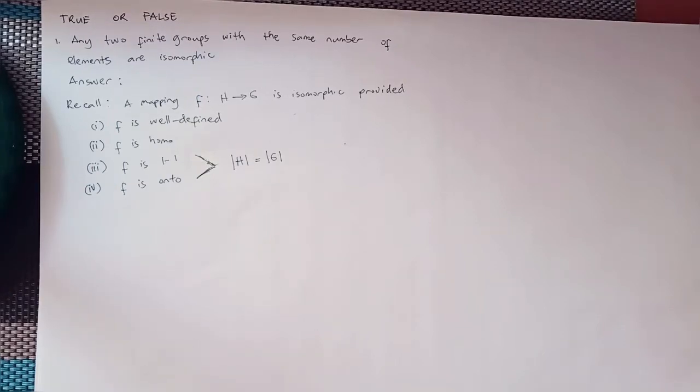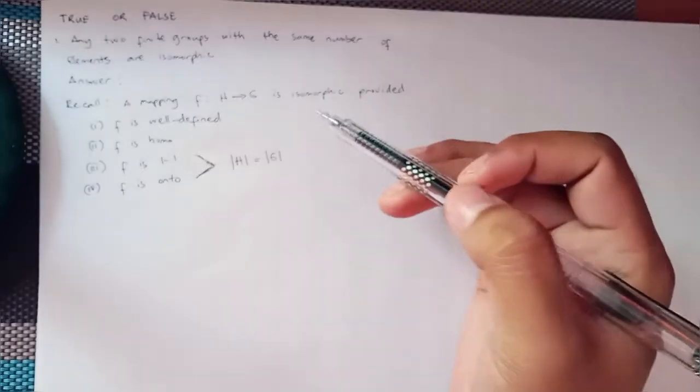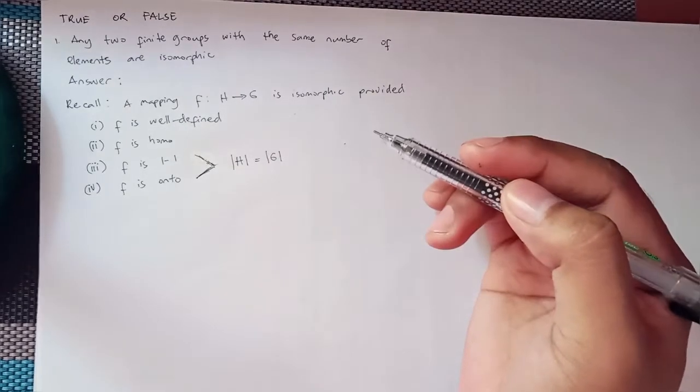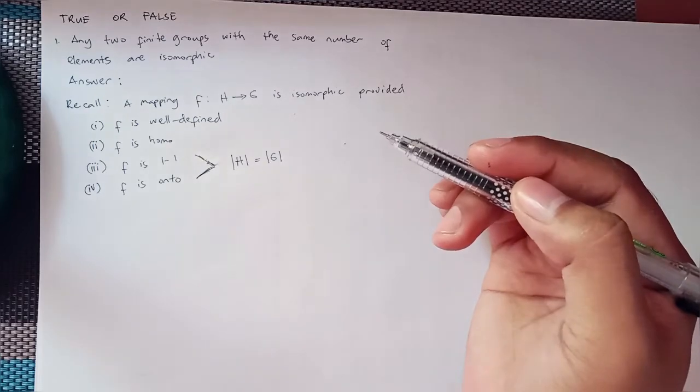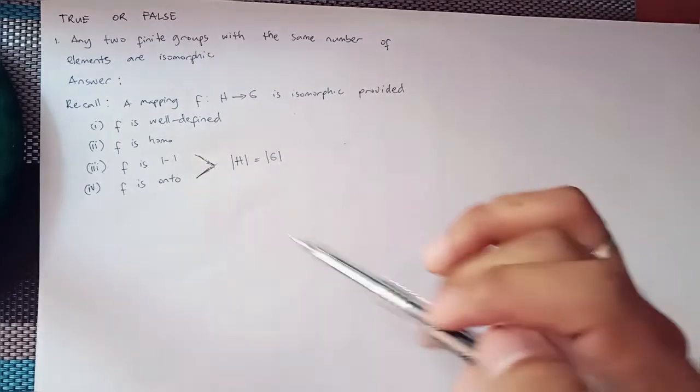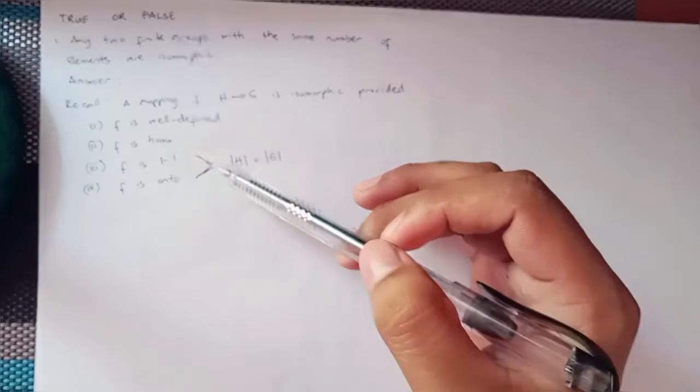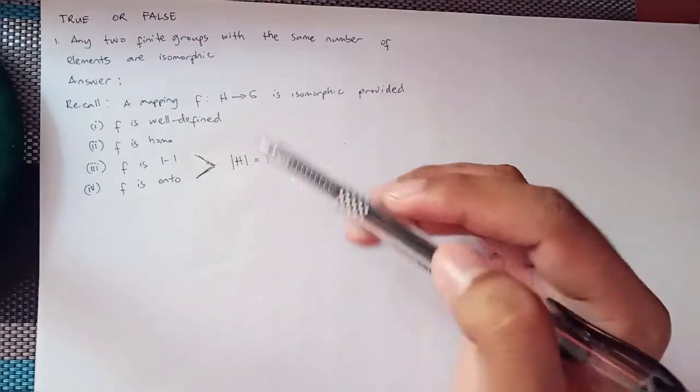Okay, so true or false? Any two finite groups with the same number of elements are isomorphic. If we recall, a mapping F from H to J is an isomorphism provided that number 1, F is well defined. Number 2, F is a homomorphism, and the important parts are the last two. Number 3 and 4, F is 1 to 1 and F is onto.